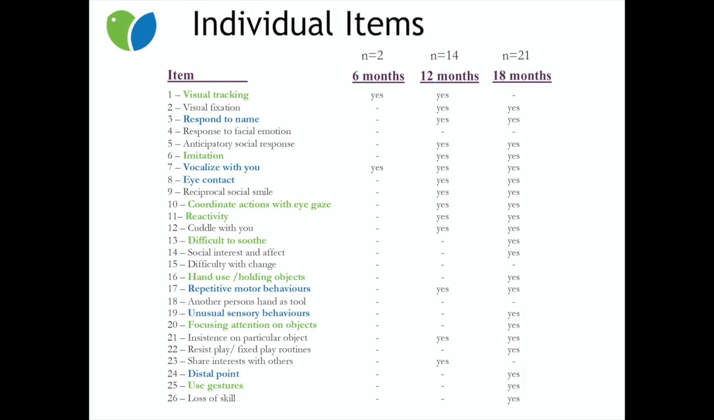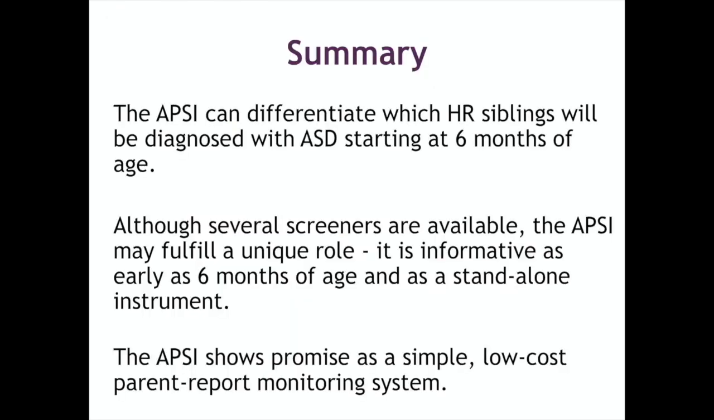But then by 18 months, 21 of the 26 items were showing significant differences between the 2 high-risk groups, which I think is really interesting and really important to know. So the APSI, this questionnaire, the Autism Parent Screen for Infants, is definitely able to differentiate between which high-risk sibling will be diagnosed with autism versus those that will not meet the criteria for autism at 6 months of age.